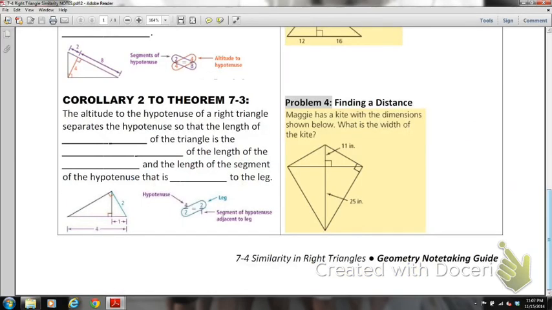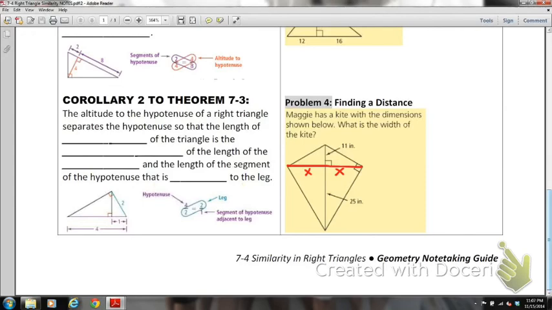In the last problem, you're finding a distance across a kite. It says Maggie has a kite with the dimensions shown below. What is the width of the kite? Now, there's a property of a kite that we haven't gone over yet, and you need to know that in a kite, these diagonals divide this diagonal into congruent parts. And so we need to know x plus x. It wants to know the width of the kite.